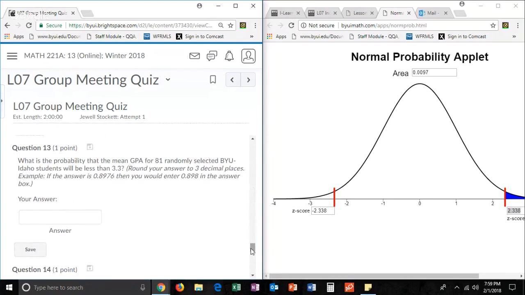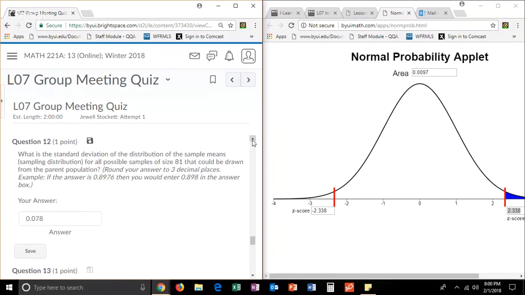So for number 12, the bad boy keeps going on. It would be the 0.7 divided by 9. Is that what you're saying? It would be standard deviation divided by square root 81.